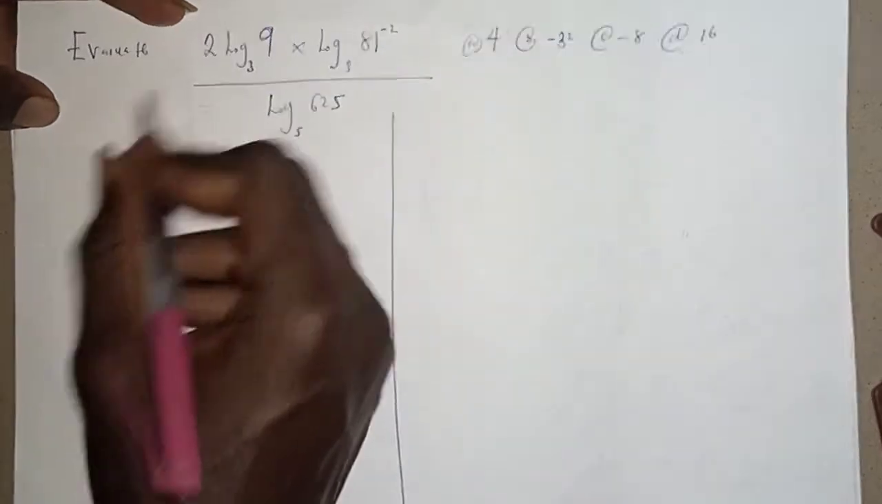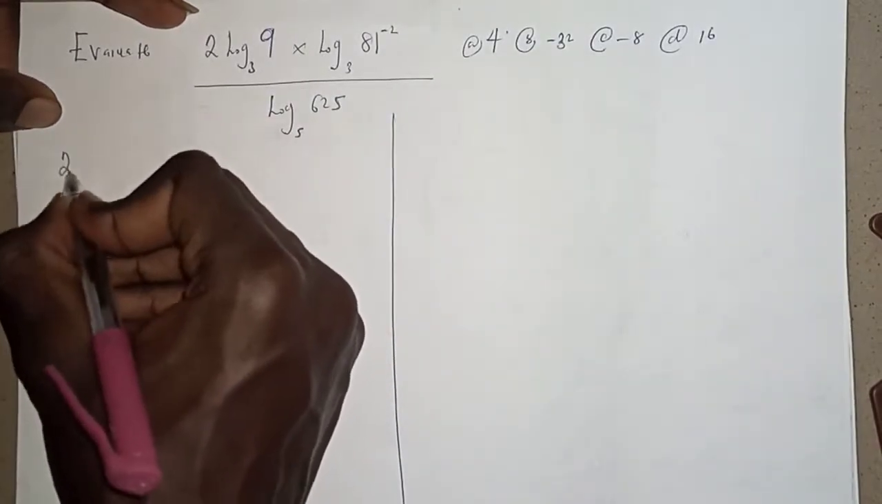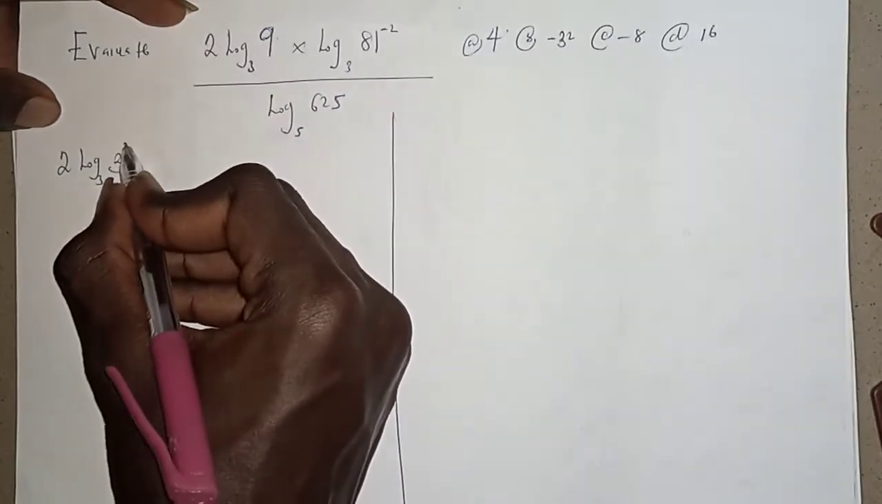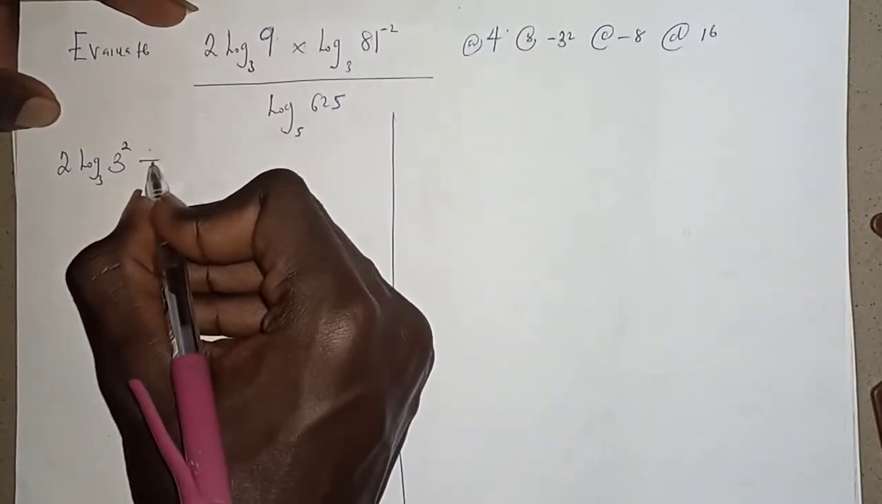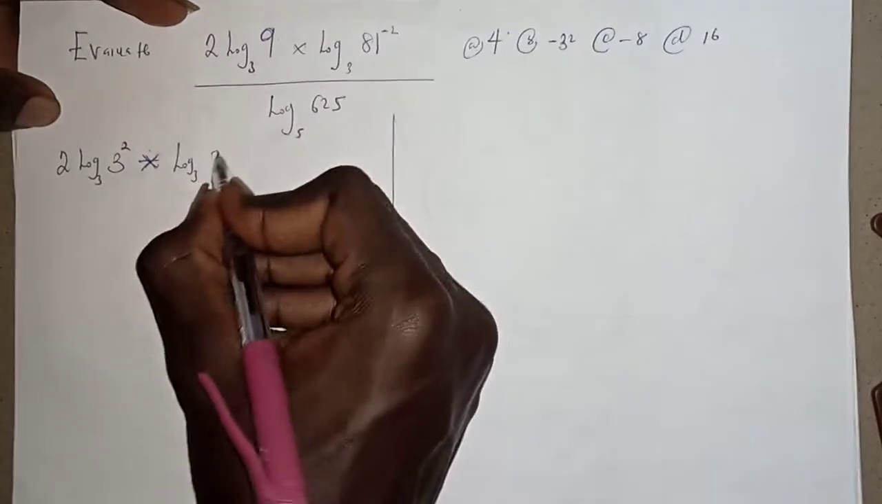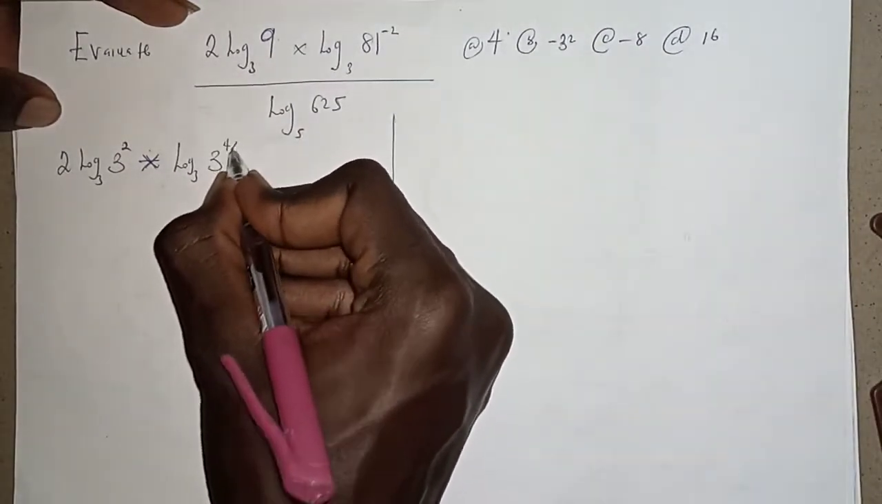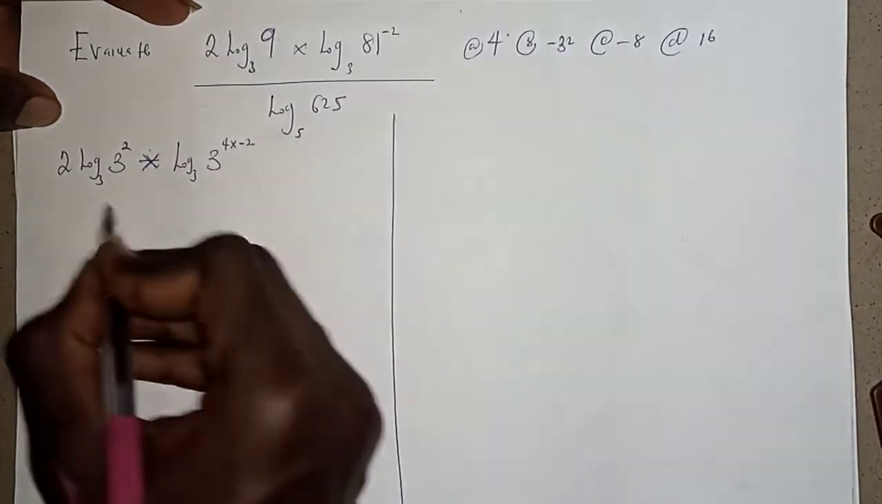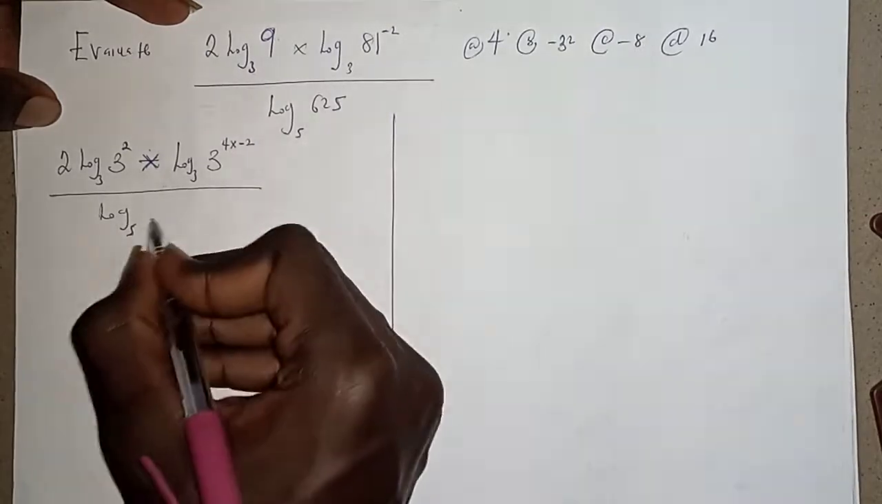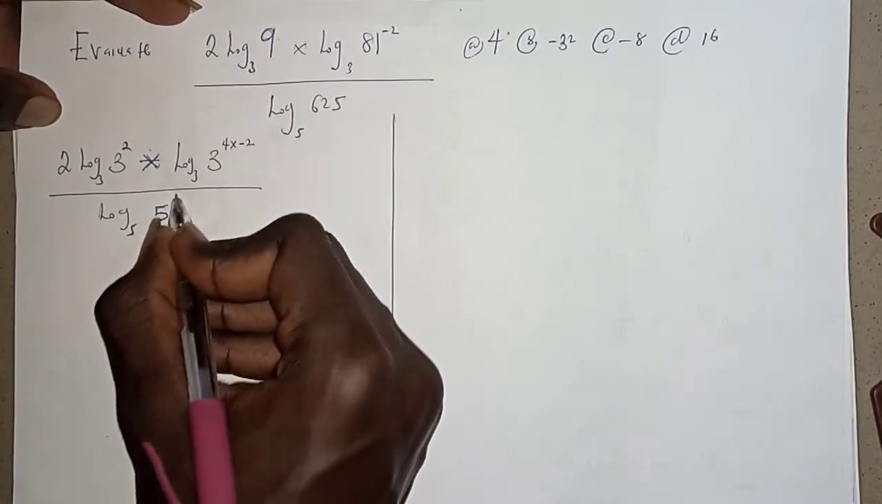So here in this case, I have 2 log base 3. This 9 can be expressed as 3 raised to the power of 2, right? And then times, here in this case, I have logarithm of 3. Then this 81 is 3 raised to the power of 4. But mind you, we have minus 2 there. That's times minus 2 straight up. Then I have logarithm to base 5. This 625 is 5 raised to the power of 4.